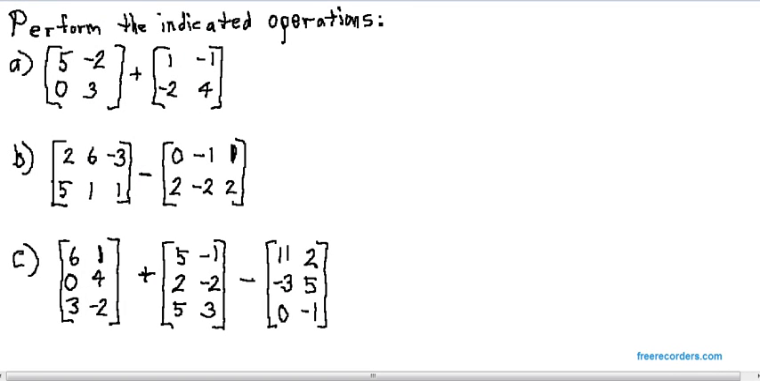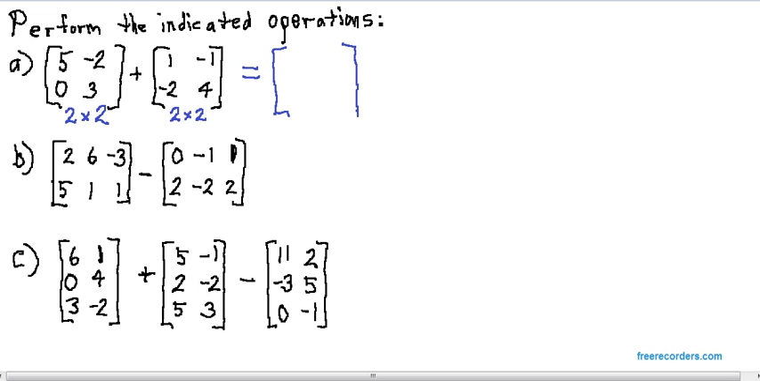First of all, to add or subtract matrices, the matrices have to have the same size, meaning the same number of rows and the same number of columns. In our first example here, the first matrix is 2 by 2, meaning 2 rows and 2 columns, as is the second one, and so these we can add.